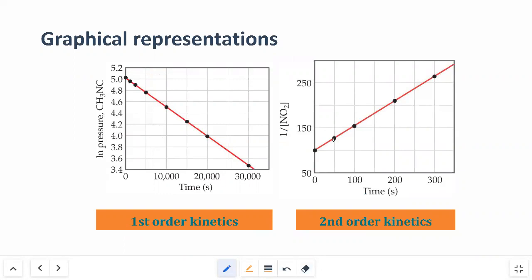Here on the left, you have a first order reaction. So we can see the natural log plot being very linear here. Here we have a second order reaction on the right, showing a linear plot as we monitor the concentration of nitrogen dioxide.